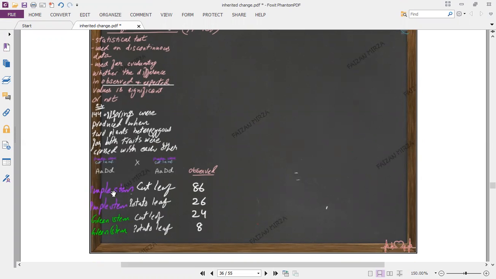You expect the ratio to be 9:3:3:1. We get four phenotypes here: purple cut, purple potato, green cut, and green potato. I have skipped the stem and the leaf in speaking. So the observed values of these 144 offsprings included 86 were purple cut, 26 were purple potato, and 24 were cut leaf with green stem, and 8 were green potato. These are the observed values of the 144.